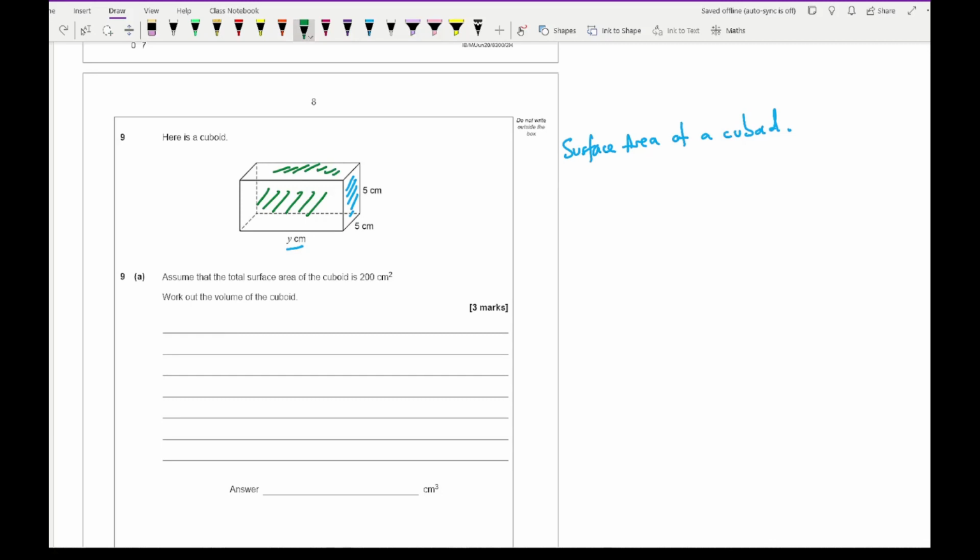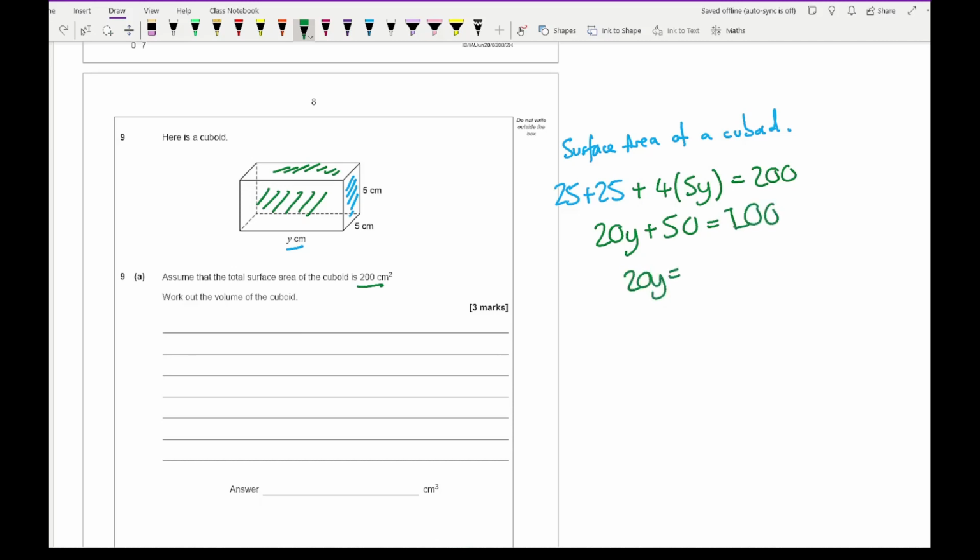So what we've got is 2 lots of the blue, so we just write that. So we've got 25 plus 25 plus 4 lots of 5y, and that all adds up to 200. So then trying to find out what y is, I get 20y plus 50 equals 200. And then from this, what we then got is 20y equals 150. So then y equals 150 over 20, which is going to give me 7.5 centimeters. So then this length y equals 7.5 centimeters.